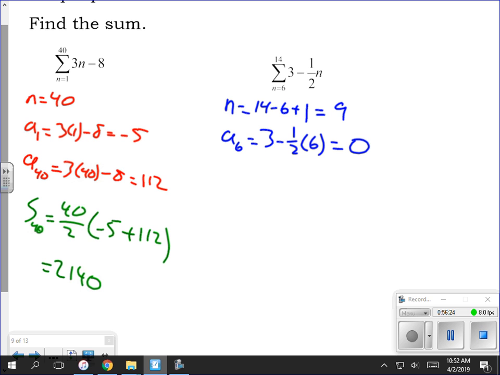That'll actually make my total nice. My 14th term, and we're going from 6 to 14. So my 14th term, 3 minus 1/2 times 14. 14th term, right? Because I'm going from n equals 6 to n equals 14. 14, that's 7. 3 minus 7, negative 4.